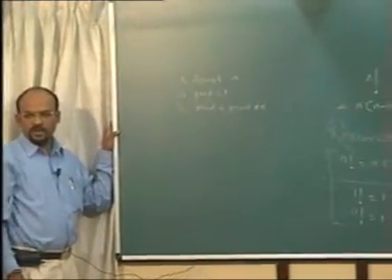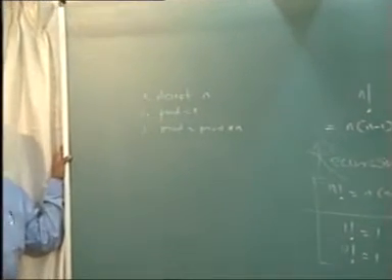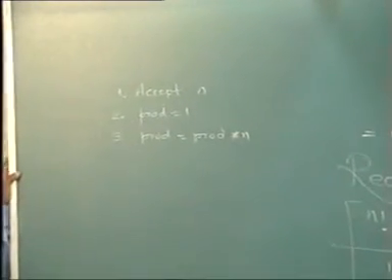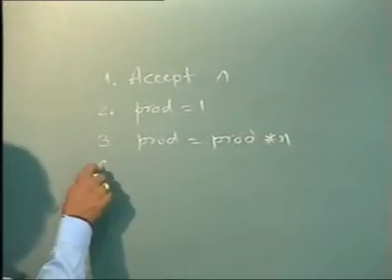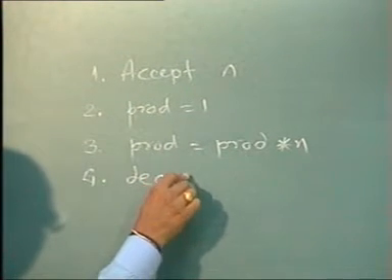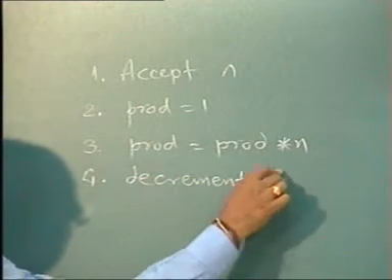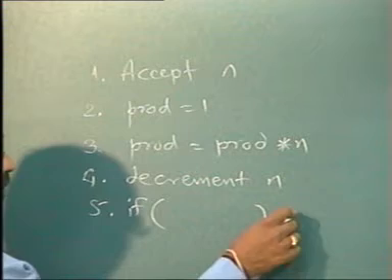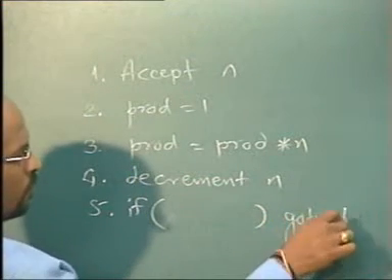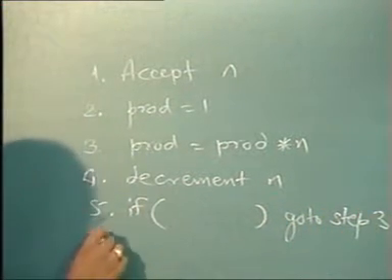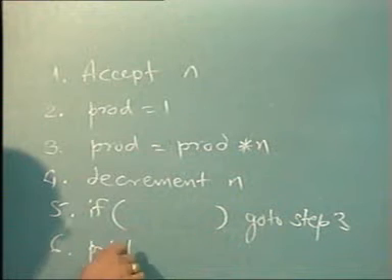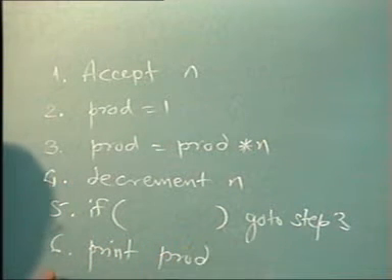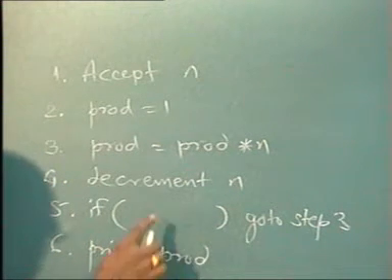Next time you want to multiply by n minus 1. So n should be decremented. Decrement n. Then you want to again multiply. That step we already have. So we will be going back to step 3. And otherwise we will print product and then stop. What is the condition for going back?